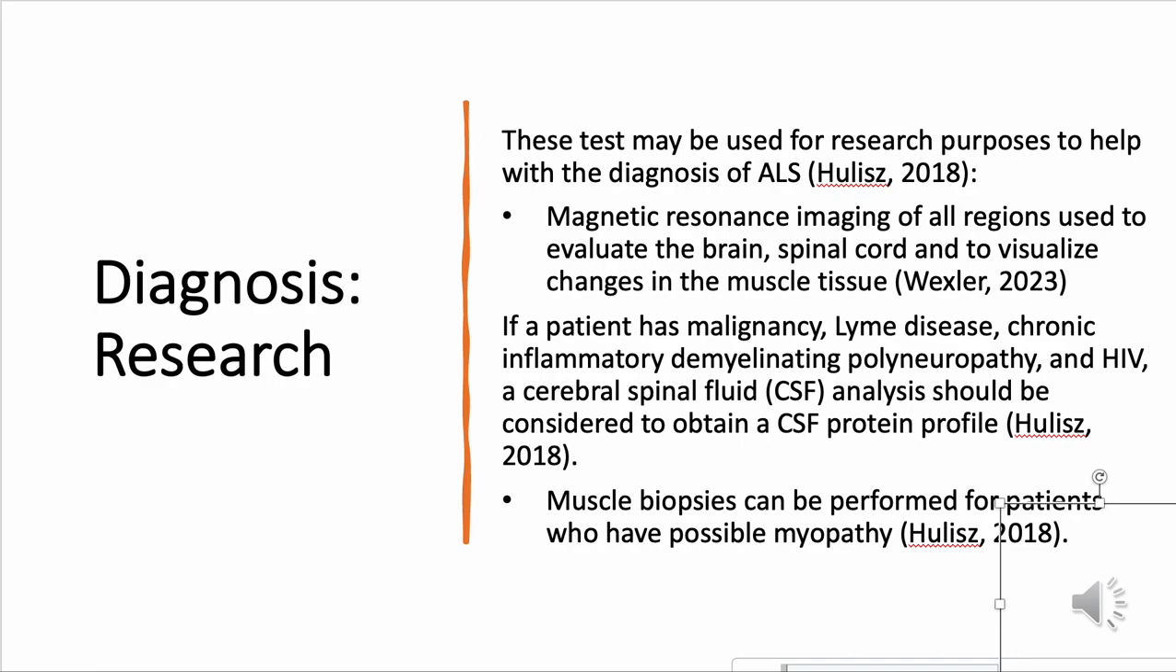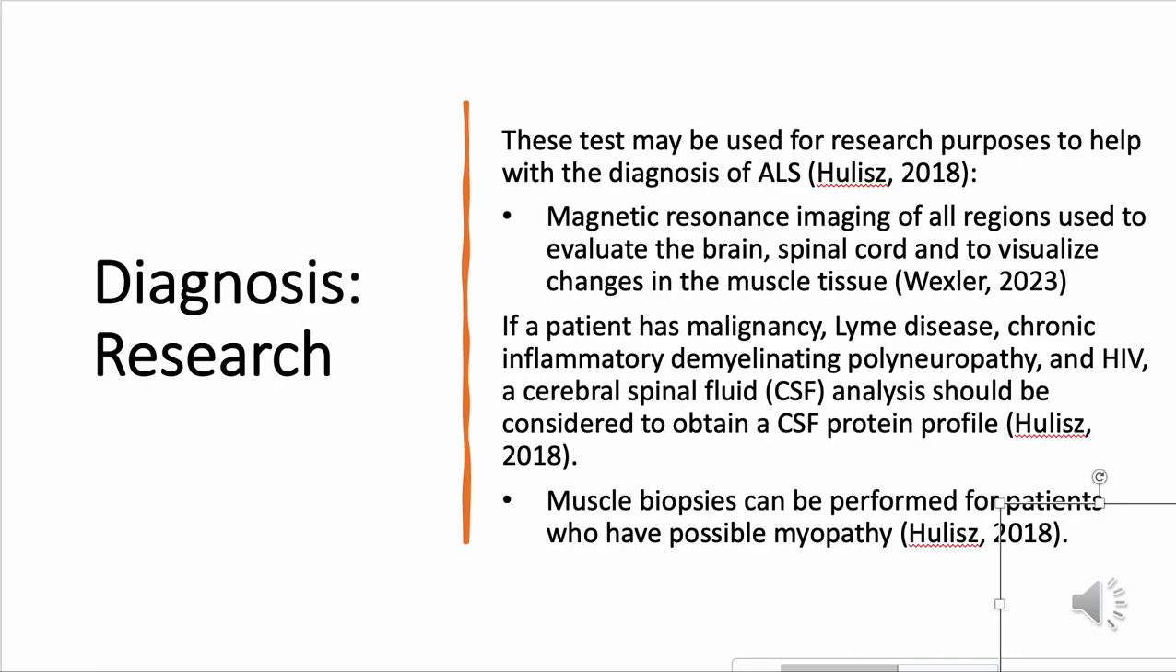As research, this test can be used for research purposes to help with a diagnosis of ALS. Magnetic resonance imaging is also used to evaluate the brain, spinal cord, and to visualize changes in the muscle tissue. Other tests include magnetic resonance spectroscopy, diffusion tensor imaging, and transcranial magnetic stimulation.